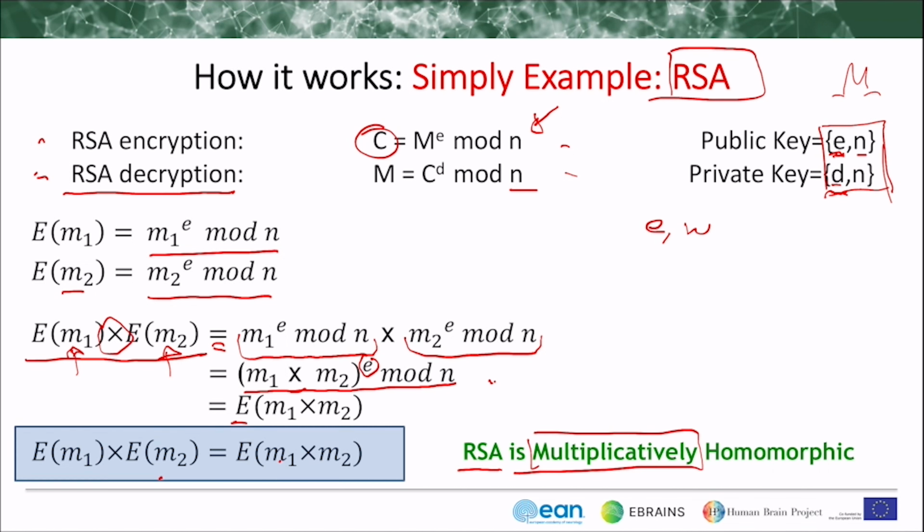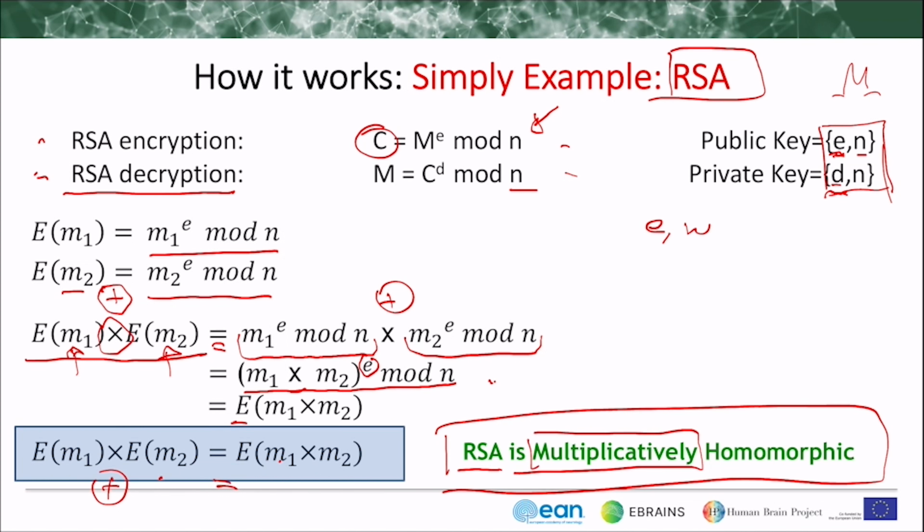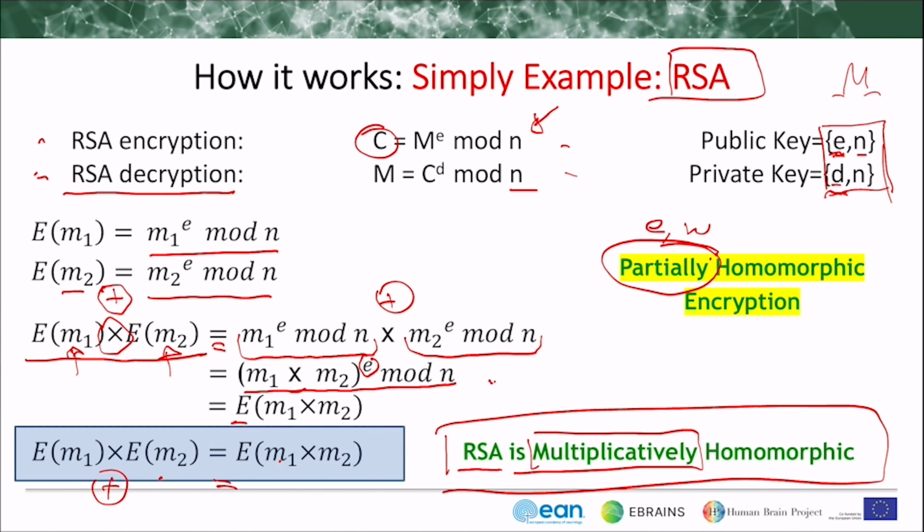Indeed, if we try to do the same with the addition, we will see that it doesn't work. We do not obtain that the encryption of M1 plus the encryption of M2 is equal to the encryption of M1 added to M2. So RSA is a simple example that shows how homomorphic encryption works, and also shows that homomorphic encryption could work only for some operations. For example, RSA is only homomorphic with respect to the multiplication. In this case, we say that we have a partially homomorphic encryption, because the encryption scheme supports only one operator, in this case the multiplication.